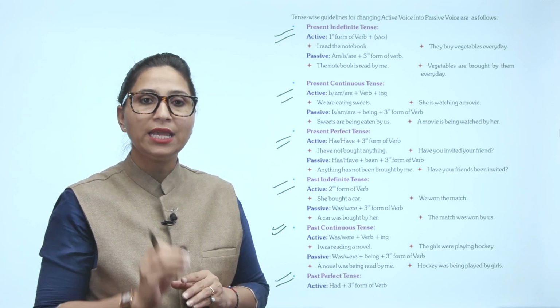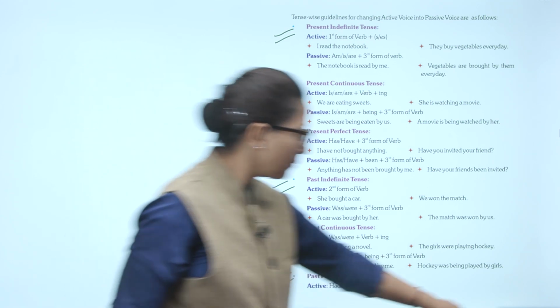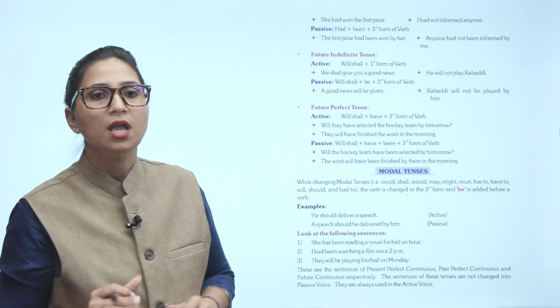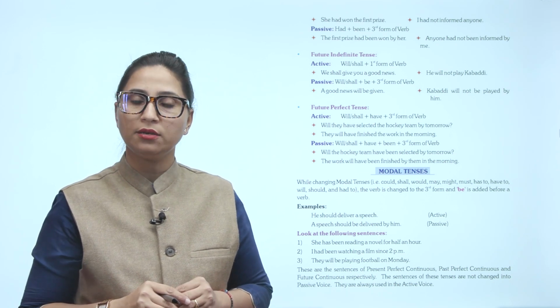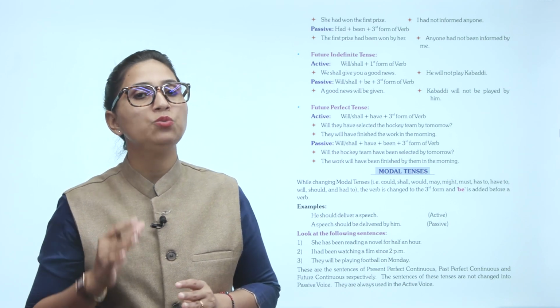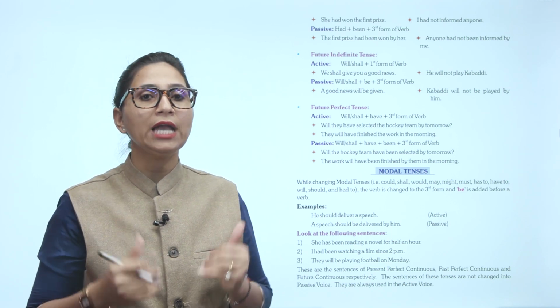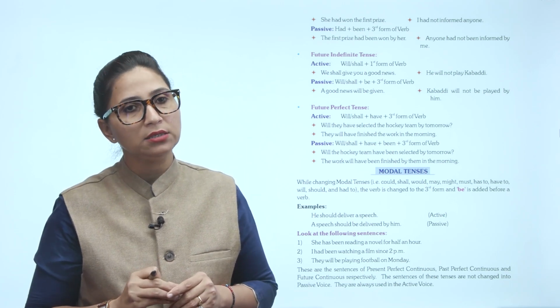In active voice, had plus V3. With had, you have to use the third form of the verb. She had won the first prize. I had not informed anyone. In passive voice, you have to change it to had plus been plus V3. The first prize had been won by her. Anyone had not been informed by me.